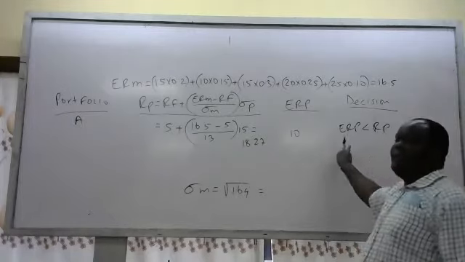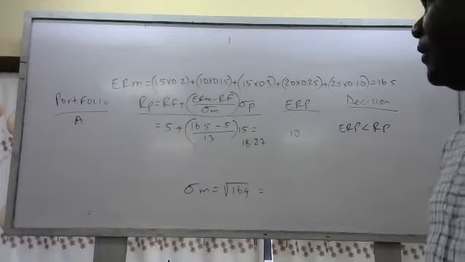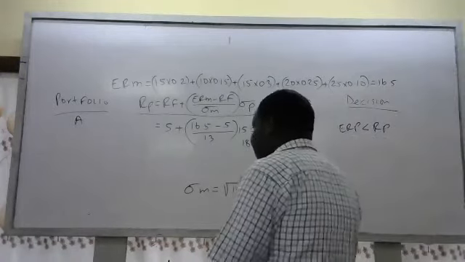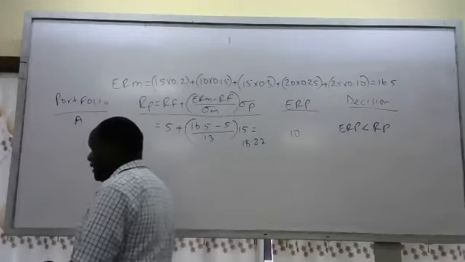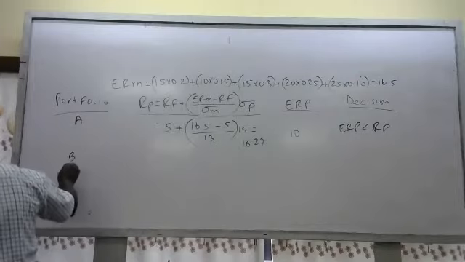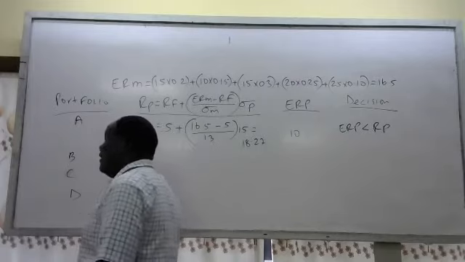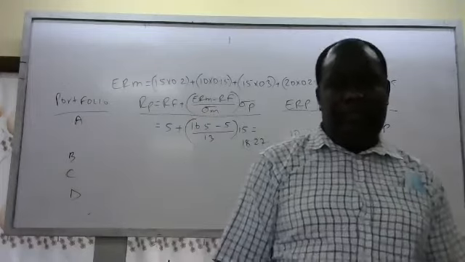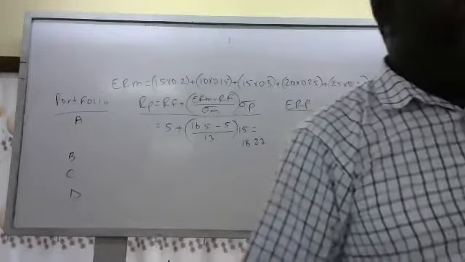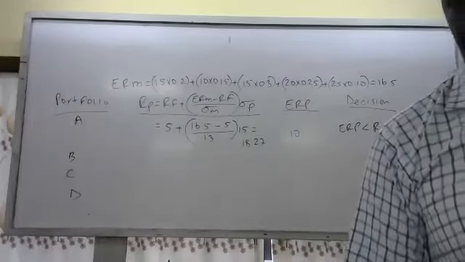So this one is inefficient. You indicate that portfolio A was inefficient. So that's now the concept. I would like you to do the same for B, C, and also D. The concept just remains the same. Then you combine them using the same format and establish how many are efficient, inefficient, or super efficient.